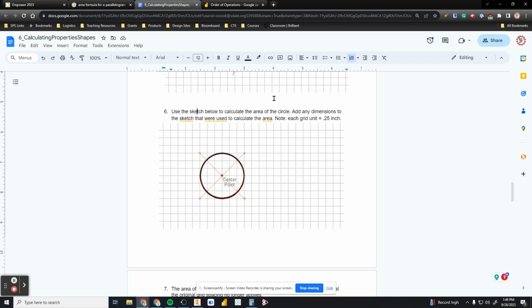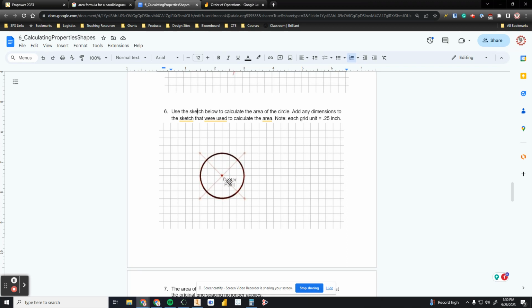So it says use the sketch below to calculate the area of the circle. Add any dimensions to the sketch that we use to calculate the area. Note each grid unit is equal to 1/4 of an inch. Okay, so we have this lovely circle here. We have a center point, and it said each grid unit is 0.25 inches. So that means that 1, 2, 3, this is going to be 0.75 inches for the radius.